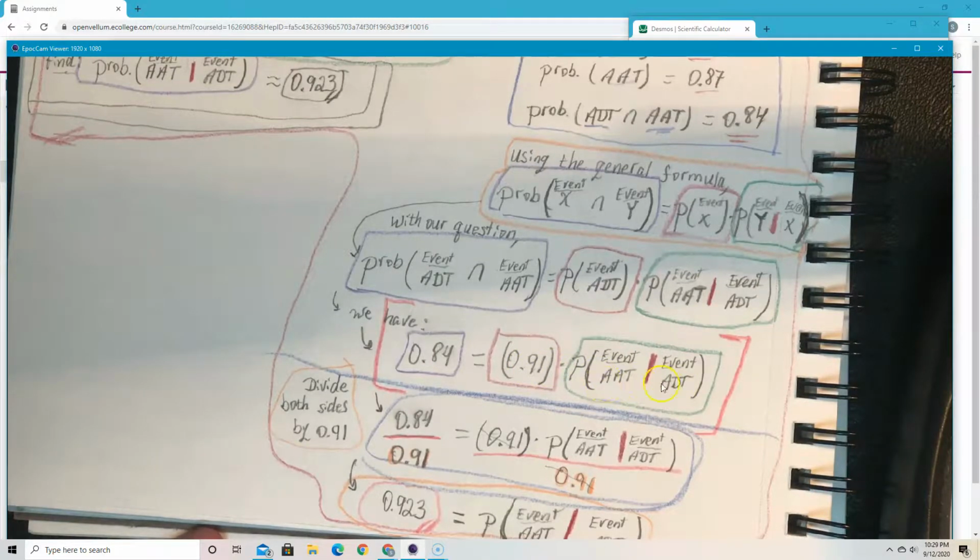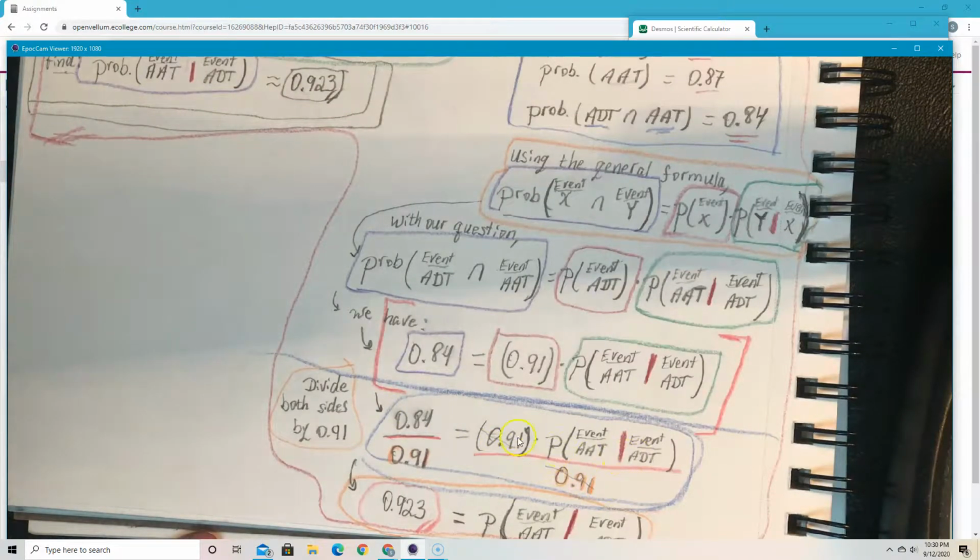So to solve for this probability statement, we need to get rid of this multiplication of 0.91. The inverse mathematical operation to multiplication of 0.91 is division of 0.91. The inverse of multiplication of 0.91 is to divide by 0.91. So we divide both sides by 0.91.